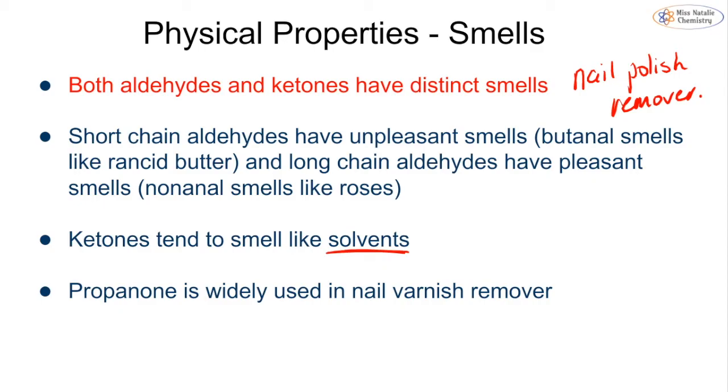Our short-chain aldehydes have quite unpleasant smells. So something like butanol smells like rancid butter, which isn't particularly nice. However, as they get longer in chain, they become more pleasant. So nonenal, which has 9 carbons, smells like roses. They are very distinct in the way that they smell, and that is a physical property. Of course, you are not expected to be able to name what they smell like. This is just more for your information.